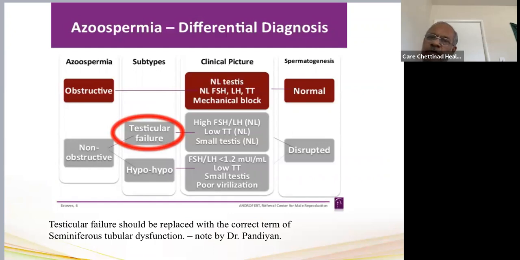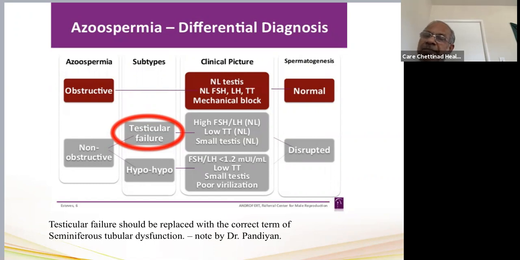A simple test would be a clinical picture: normal testis, normal FSH, normal LH, normal testosterone. Most probably it's got a mechanical block. He has got a normal spermatogenesis and histology. Non-obstructive azoospermia is testicular failure, or I won't call it testicular failure, I would call it seminiferous tubular failure or dysfunction, or it could be due to hypogonadotrophic hypogonadism.